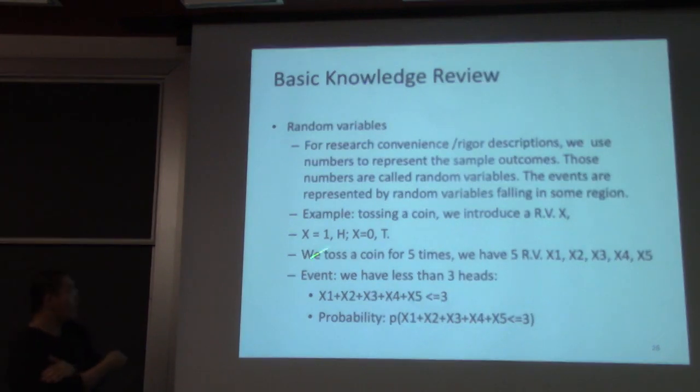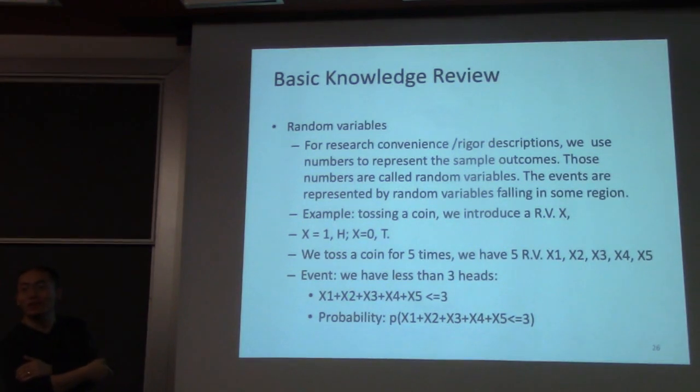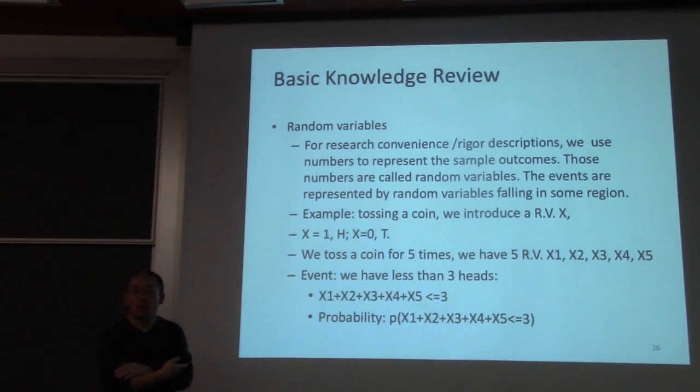Okay, the answer is here. You just sum them together, right? And check whether it is less than 3. Obviously, right? Because if it is tails, it's 0. So if you add them together and it is less than 3, that means you have less than 3 heads.